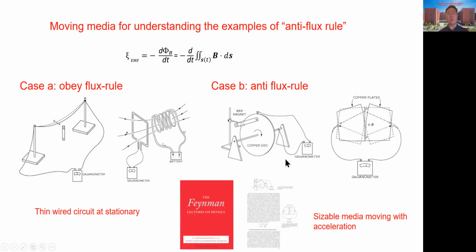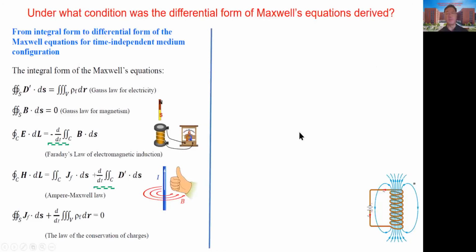So in his book, he just wrote these two examples of so-called anti-flux rules, but did not give the details of why. So we explore the further details of why, and how we include such large medium motion in the equation. You see the difference: here is the thin wire approximation, and this is a large disk. It's different. That's the key for our following derivation. Sizable medium moving makes a difference.